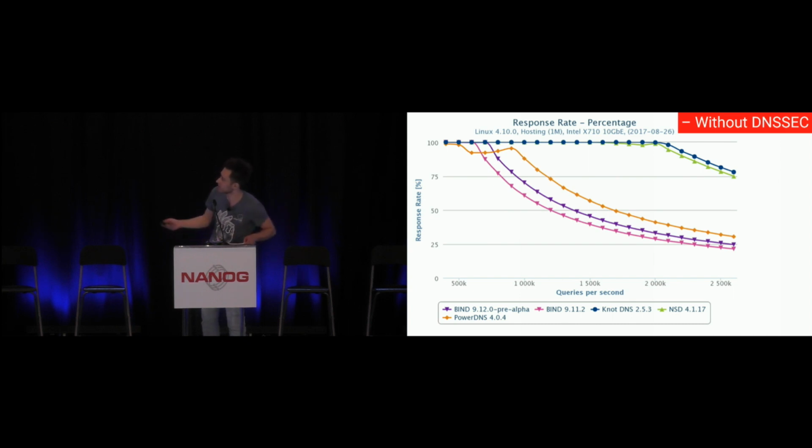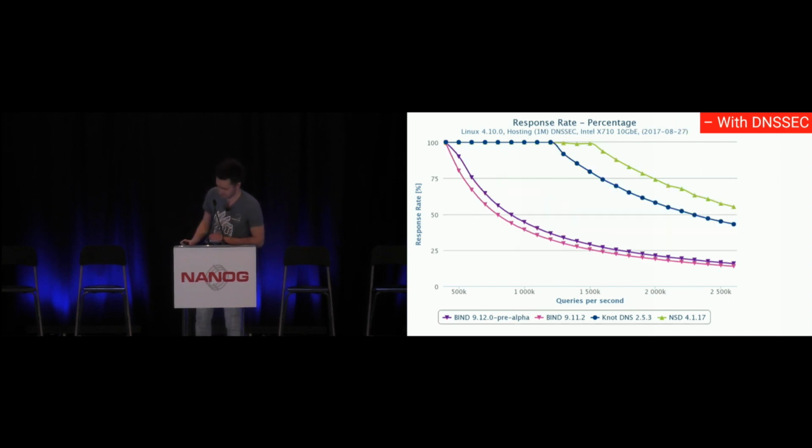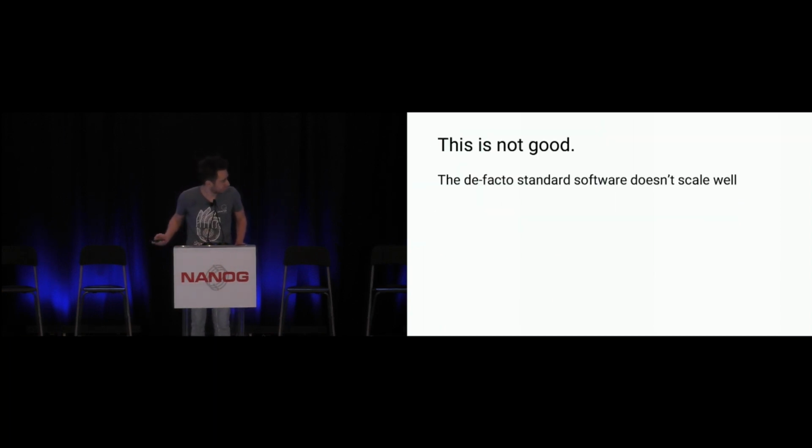And this is when you have no DNSSEC, because when you turn it on, the results are a lot worse. BIND starts failing requests almost from the very beginning, and at a rate of 1 million queries, it doesn't handle even a half of requests. This is not good.